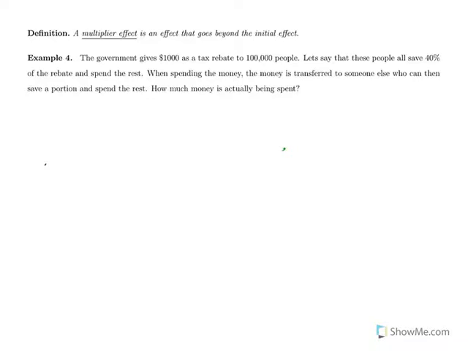So when they spend the money, that becomes more money in other people's pockets that they spend. So when we're thinking about how much money is spent total, it's not going to be just that first round. And we'll kind of do a little diagram to understand this. So we have the government is going to give $1,000 to 100,000 people.